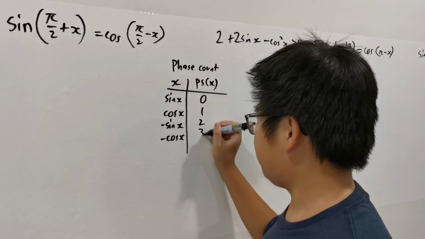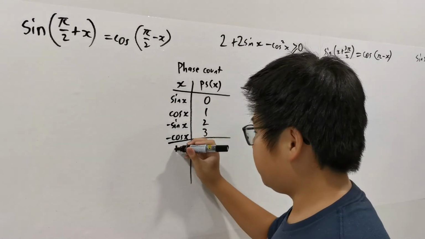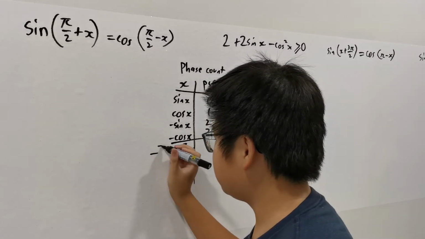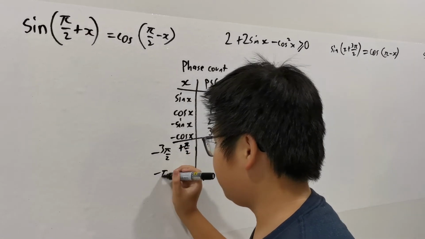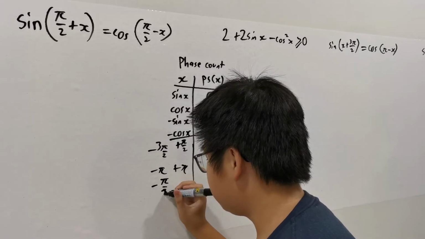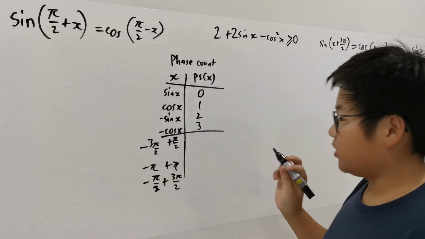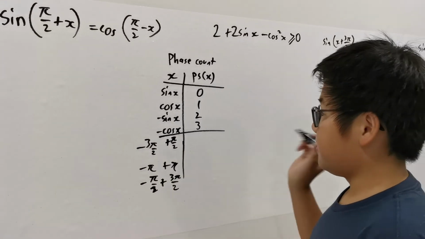0, 1, 2, 3. And we'll also define switches. Plus pi over 2, minus 3 pi over 2, and plus pi and minus pi are the same, and minus pi over 2, and plus 3 pi over 2 are the exact same. So let us work this out.